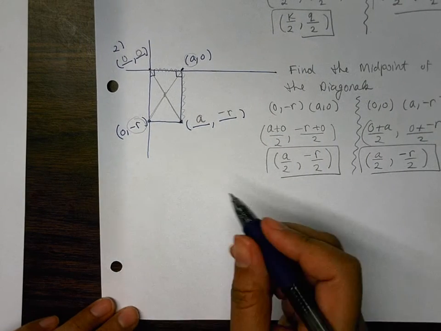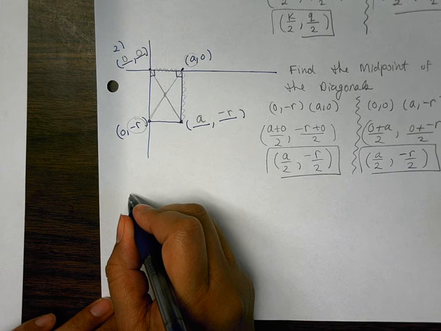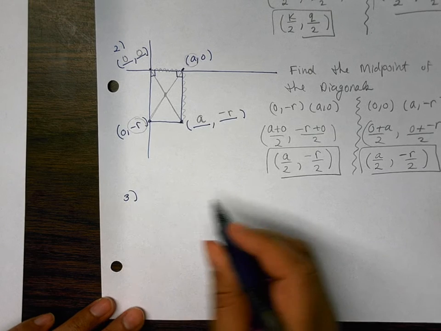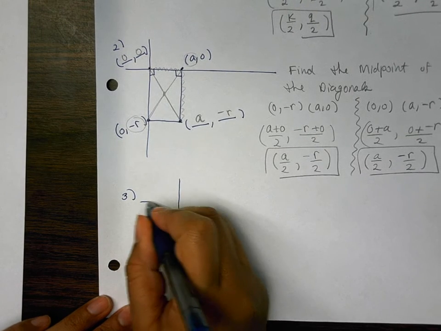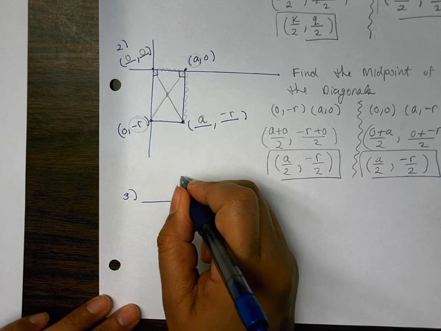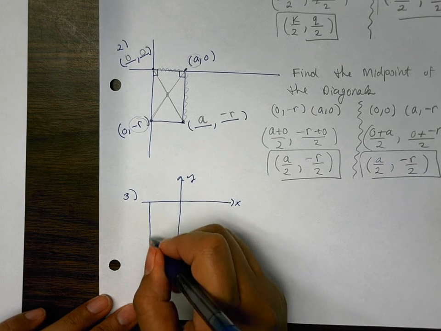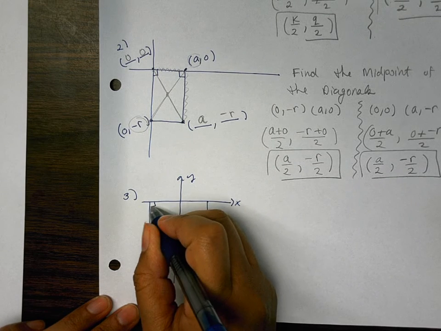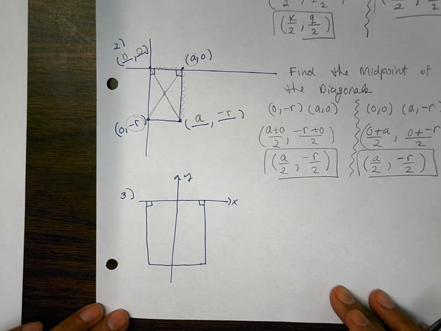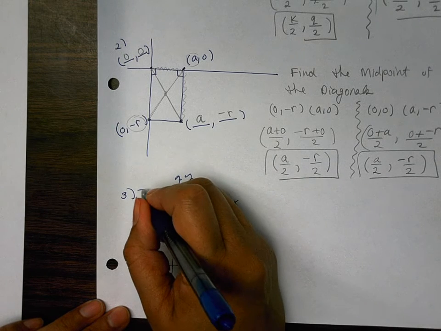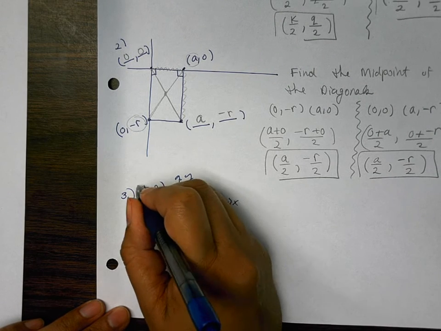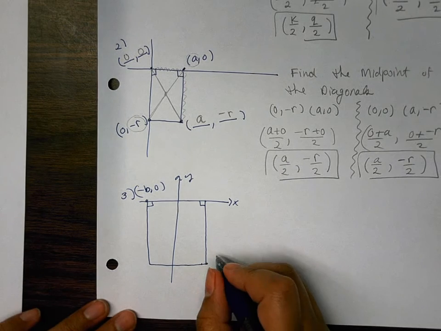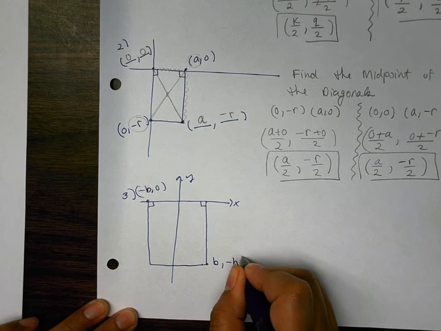Okay, number 3. I'm going to draw this rectangle kind of split. This point here is negative B, 0. And this point here is B, negative H.